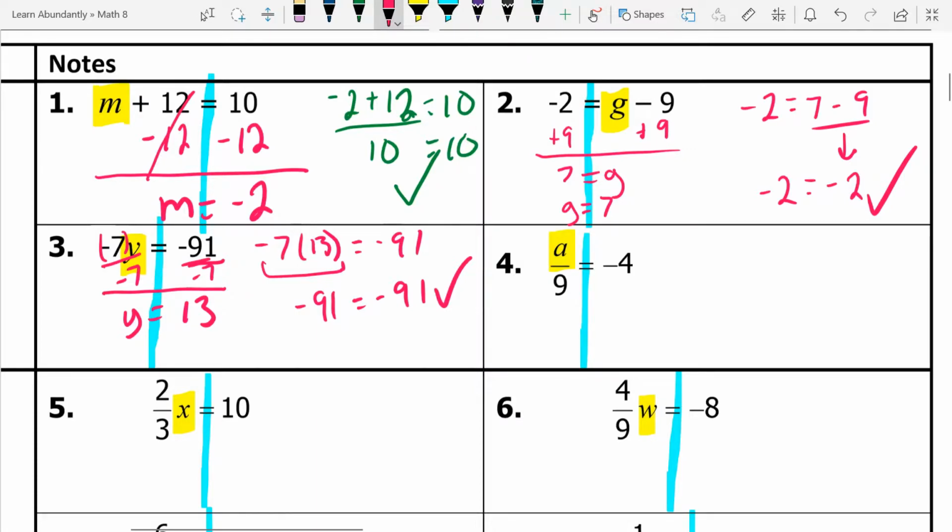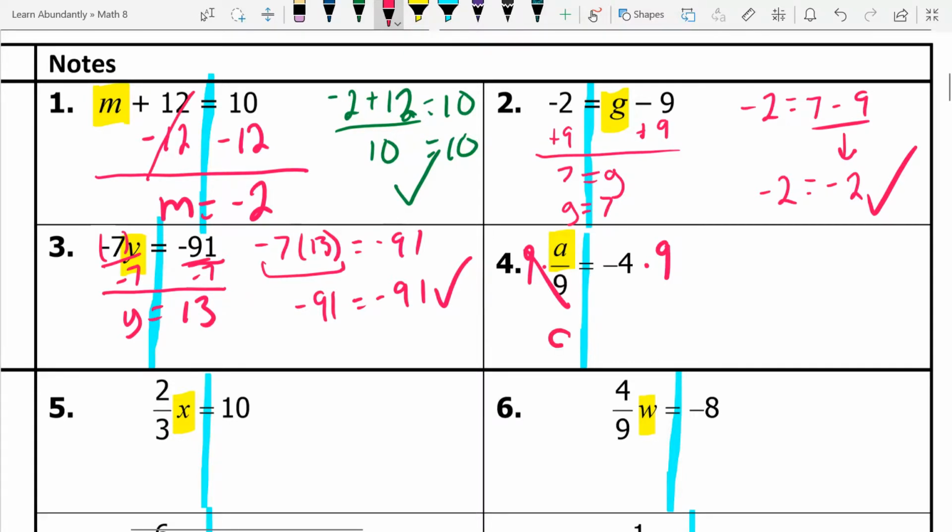Number 4, a over 9 equals negative 4. So what is happening to our variable? It's not being subtracted by 9. It's being divided by 9. So if I want to get rid of it, we do the opposite of divide by 9, which is multiply by 9. Now, some people want to go 9 times 9 is 81. Don't do 9 times 9. Those cancel out. But in order to be fair, we have to do 9 to both sides.